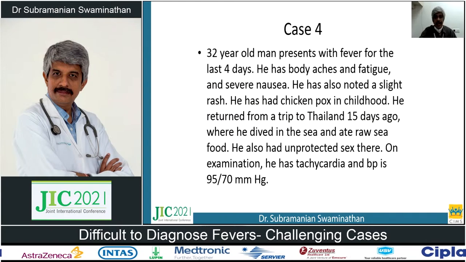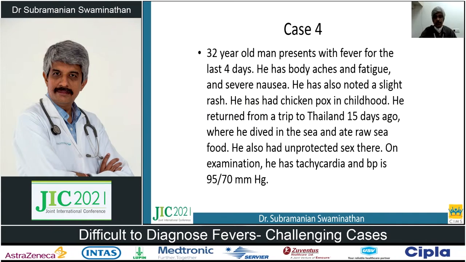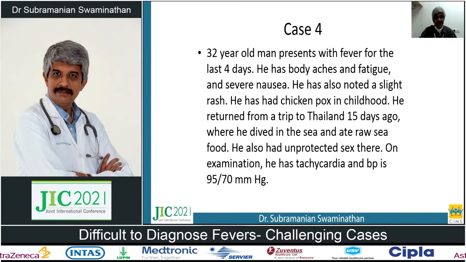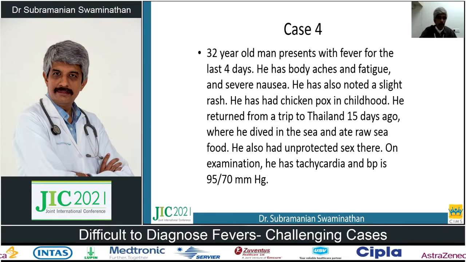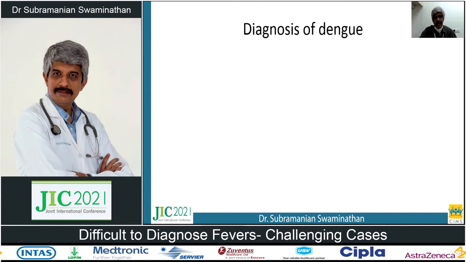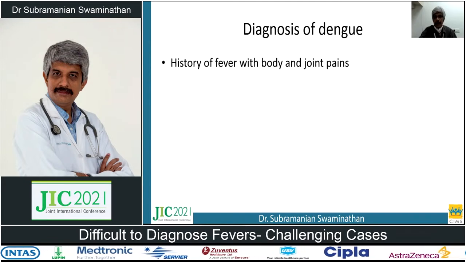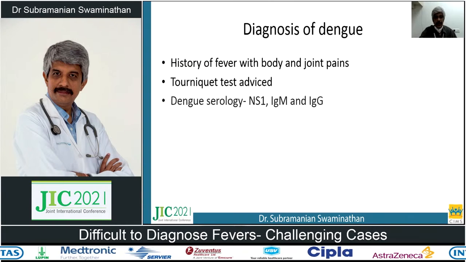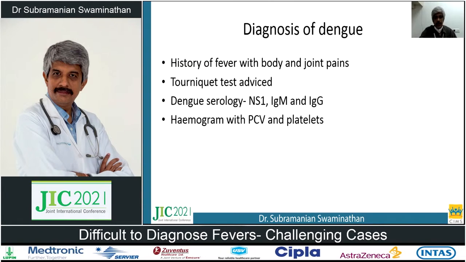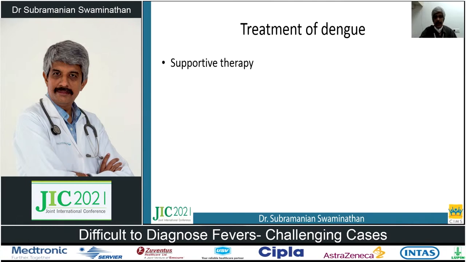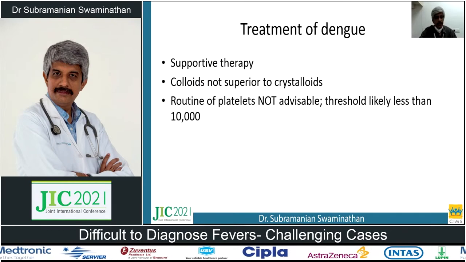As you can see, there's language in here which could possibly tell you any number of things, or possibly even more. But you always go back to epidemiology to find out what are the common things that happen. So this was dengue. Remember, he had fever and body pains, and a tourniquet test was advised, but it's not a great test. Again, you want to do a dengue serology and a hemogram. And the treatment of dengue is supportive, give fluids.